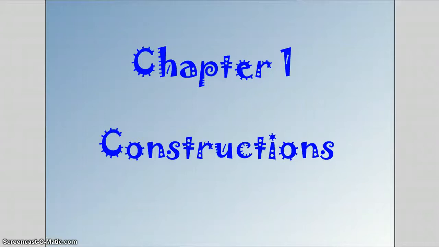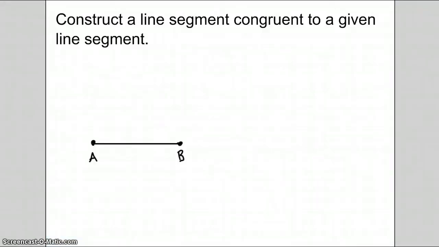Okay, everybody, these are all the constructions you need to do for chapter 1. The first one that we're going to do is constructing a line segment that's congruent to a given line segment. So on your test, you would be provided with something like this, a line segment AB. You could use whatever letters you want if you're creating it on your own. So first, start out, draw a line segment of any size, and label the 2 points.